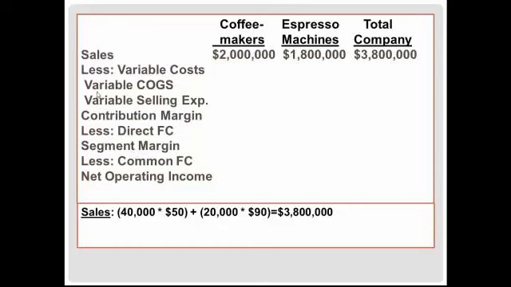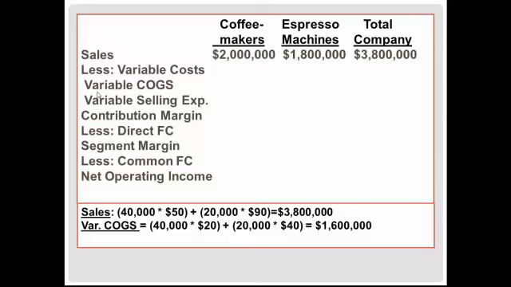All right, so once again, refer to your information. The variable production cost for coffee makers is 20 per unit and espresso machines is 40. So our cost of goods sold calculations look like this. 40,000 units of coffee makers at $20 of variable production costs. That's $800,000 of cost of goods sold. 20,000 espresso machines at a cost of 40 says variable cost of goods sold for espresso machines will also be $800,000. Total variable cost of goods sold will be $1,600,000.